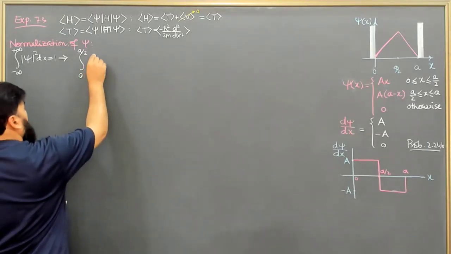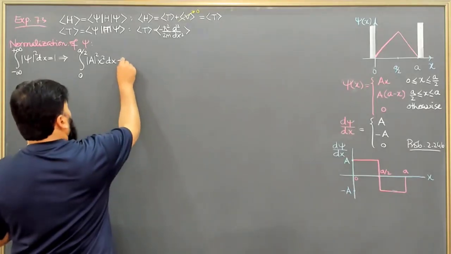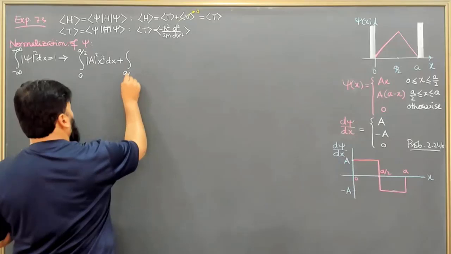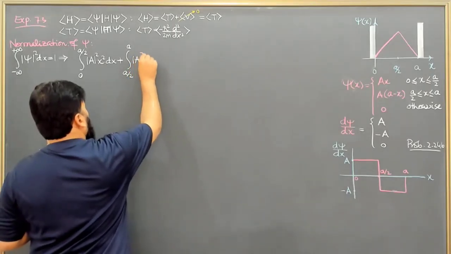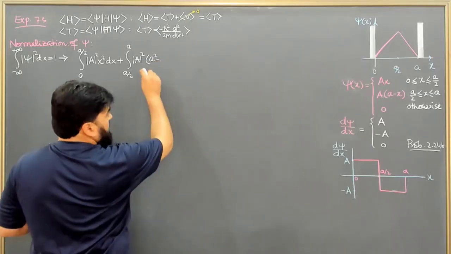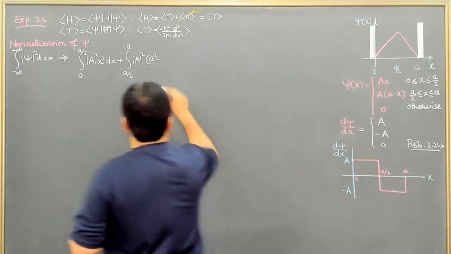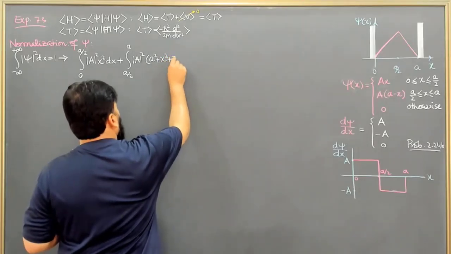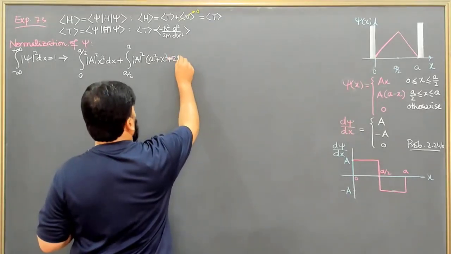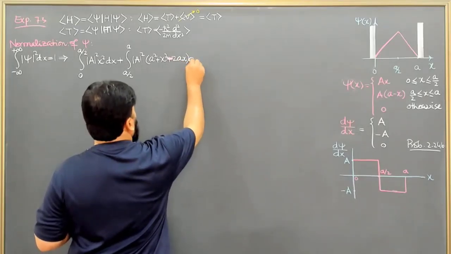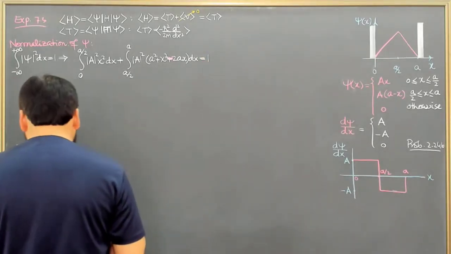This will become A mod square and x square dx, and plus the next limit, which is from a over 2 to a, and it will be A mod square and A minus x whole squared, so it will be a square plus x square, minus 2ax, dx, and this whole thing is equal to 1. So we will have to find out this thing.